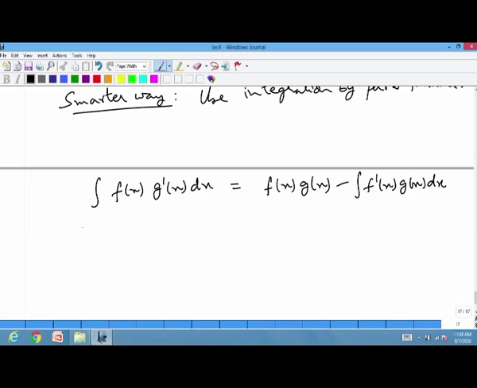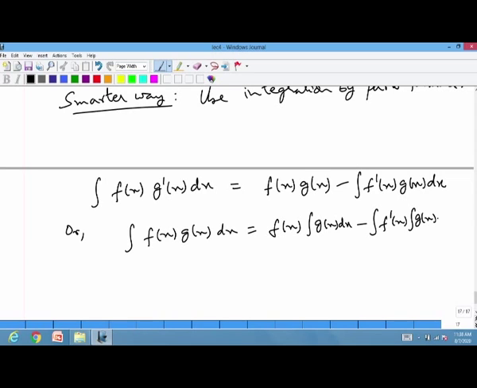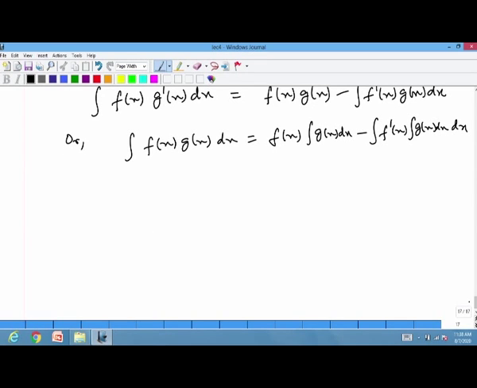Or there is another way. If we have two functions f(x) and g(x) multiplied together, then this integral will be f(x) times the integral of the second function g(x) dx, minus the integral of: you differentiate the first function f'(x) and integrate the second function g(x) dx, and then you integrate it. So, we will use this formula.